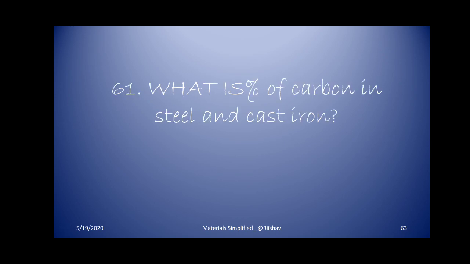Okay. Next one. What is the percentage of carbon in steel and cast iron? In steel, the carbon percentage is limited up to 2.1%, and anything above 2.1% up to 6.67% is cast iron, as per the hypothetical iron carbon system. We all know that the pure iron carbon system is hypothetical. There will be some impurities, so it varies. But in general, if someone asks you, we can say up to 2.1% is steel, and more than that is cast iron.